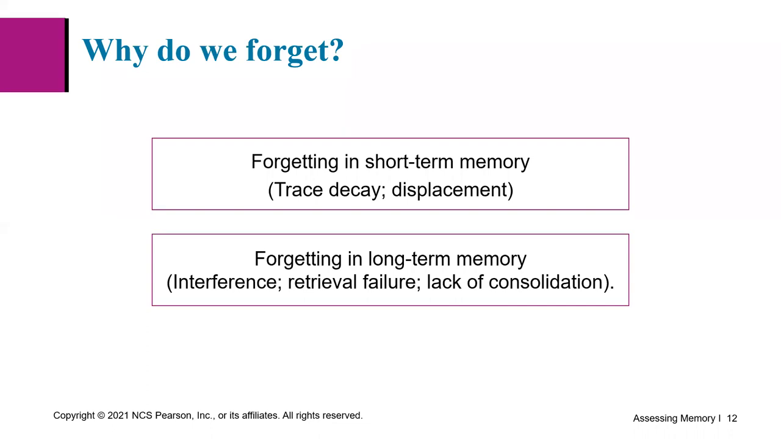And retrieval failure is just what it sounds like, where information is in long-term memory but can't be accessed because retrieval cues are not present. When we store a new memory, we also store information about the situation in which it was learned, as well as associations to previous learning, which serve as retrieval cues when we go to remember it. Again, a good test of memory will allow us to probe to determine whether any of these factors are interfering with learning and memory.